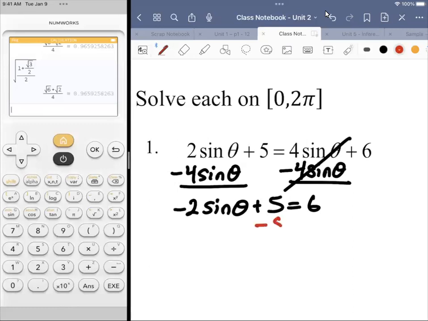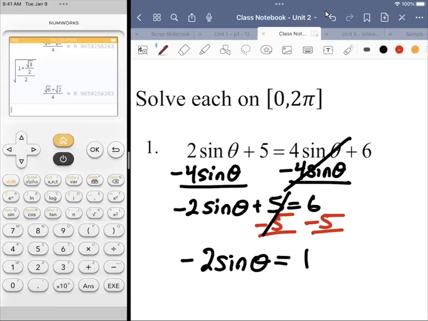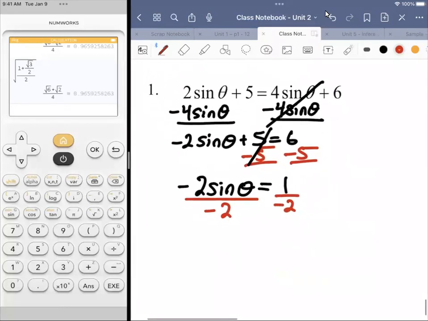So I'm going to subtract 5 from both sides. Kill that. -2 sine theta is equal to 1. Divide out the -2. Simplify, these cancel. Sine of theta is equal to -1/2.